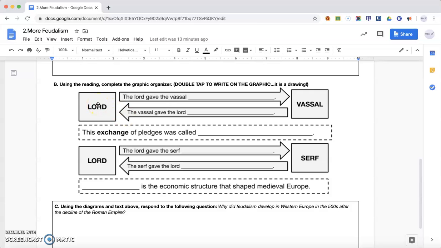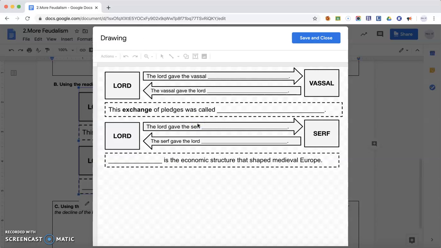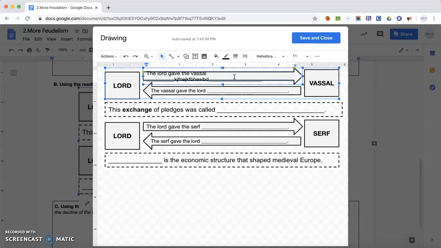For B, I know it looks a little confusing, but all you're going to do, guys, is double tap on this graphic because it's actually a drawing. So if you double tap it, there you go. And look, right here, you just click and you can type, right? And then you can figure out the lines to give yourself room. Hang on. There you go. See? You can change it if you want to change the font color so you can see it a little bit easier. Here we go. There it is, right? You can always change that if you want. That way you can see it a little bit easier. You'll answer the questions there.